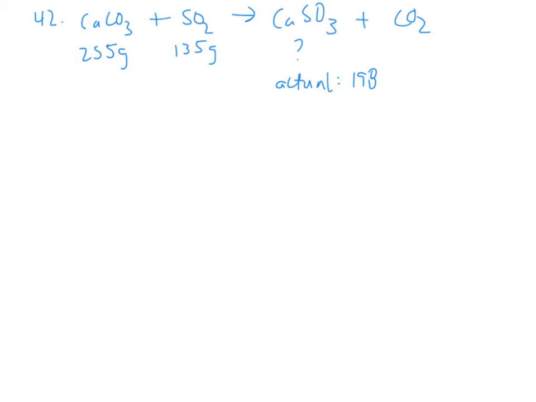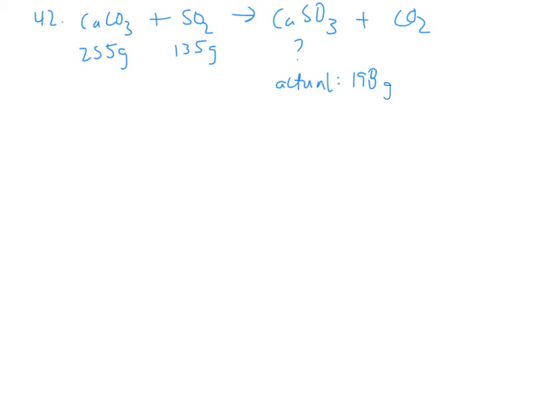Question number 42 gives you some information that calcium carbonate and sulfur dioxide can react to produce calcium sulfite. And what they don't tell you is that CO2 would also be a product, which really doesn't matter because they let you know it's all equal molar, which means 1-to-1-to-1. And then they let you know that you had 255 grams of the calcium carbonate reacting with 135 grams of the SO2, and the actual calcium sulfite recovered was 198 grams, so they want to know what the percent yield is.